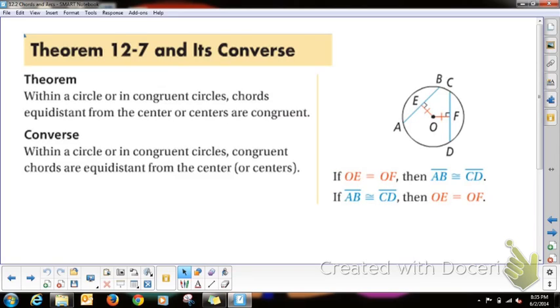Theorem 12.7 and its converse. Within a circle or in congruent circles, chords equidistant from the center or centers are congruent. So in this case, OE, that's this segment, is congruent to OF. Because they are congruent, then the chords that they are both perpendicular to are congruent to each other. And then the converse would be true. If segment AB is congruent to segment CD, if the chords are congruent, then that means these segments here would be congruent. OE would be equal to OF.